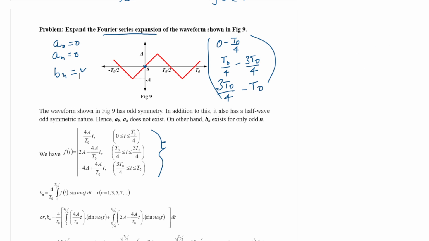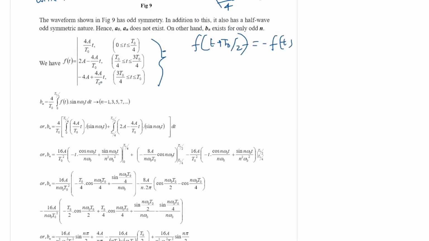In addition to this, if you consider any time t, and with that time you proceed half cycle forward, t0 by 2, it gives the negative value. So it is satisfying f of t plus t naught by 2 is equal to minus f of t. So Bn is existing, no issue, but only with n odd. So with this problem, we only evaluate Bn with n odd.